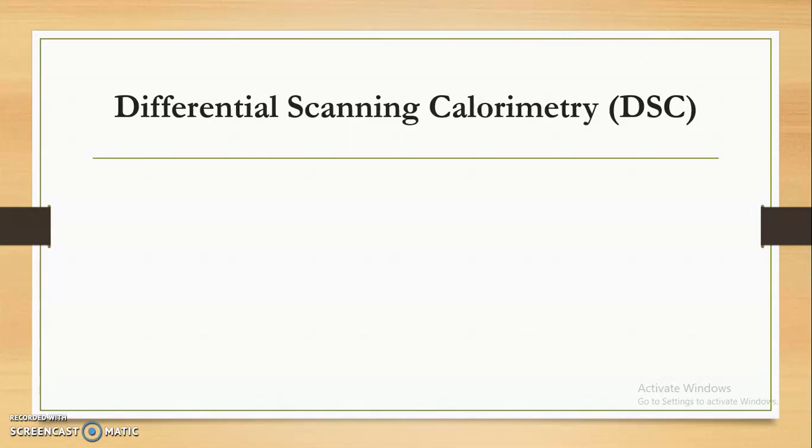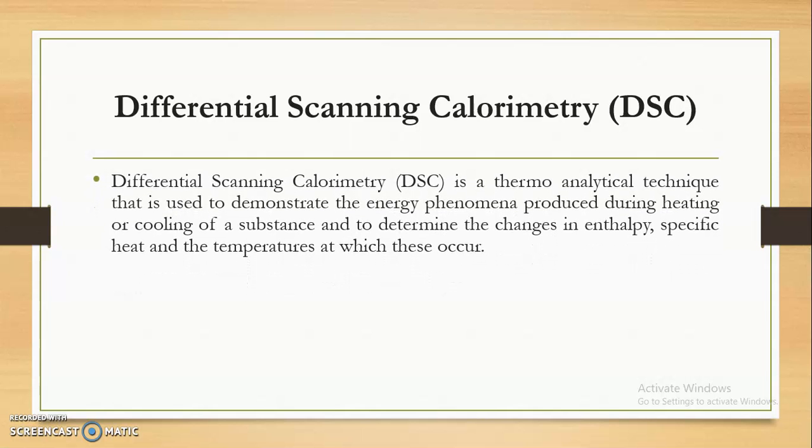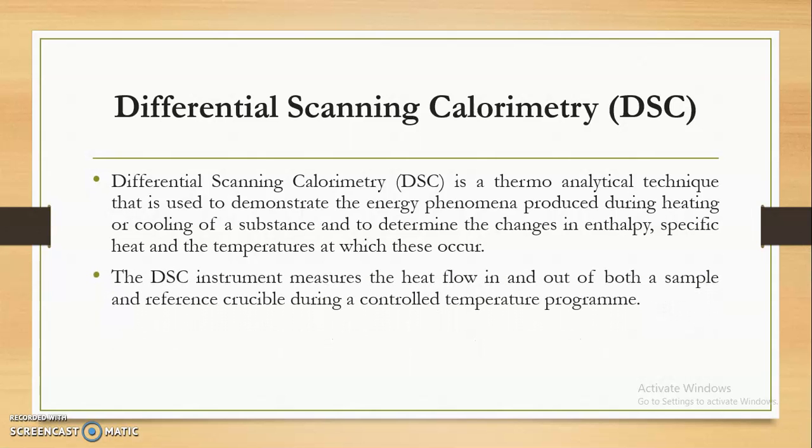Then the next miscellaneous method that we are going to discuss is the differential scanning calorimetry, which is also known as the DSC. This is also one of the important techniques. This is also a thermoanalytical technique that is used to demonstrate the energy phenomena that is produced during the heating or cooling of the substance, and to determine the changes in the enthalpy as well as the temperature at which this occurs. The DSC instrument measures the heat flow in and out of both a sample and a reference crucible during a controlled temperature program.